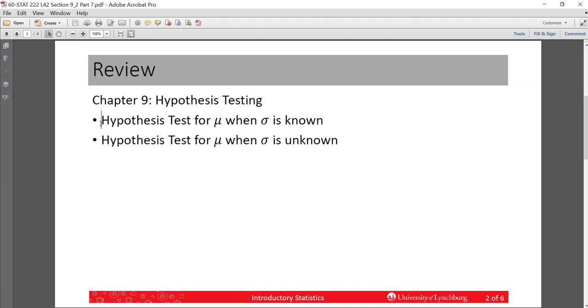So in the first section of this chapter, we talked about how to test hypotheses for the mean mu when we actually knew the population standard deviation, which is sigma. That is not a very realistic situation, but it does happen every now and then. In section 9.2, we've been talking about how to perform hypothesis tests for the population mean mu when we do not know sigma, and this is a much more common occurrence in real life. So let's continue with our pre-recorded video.